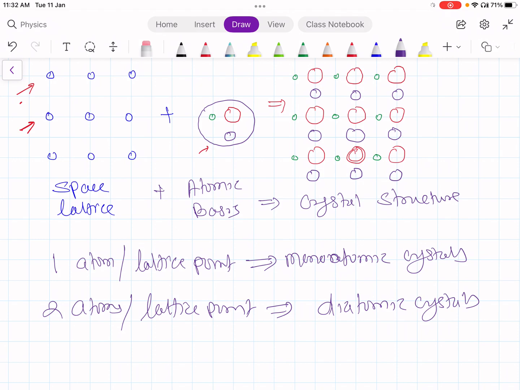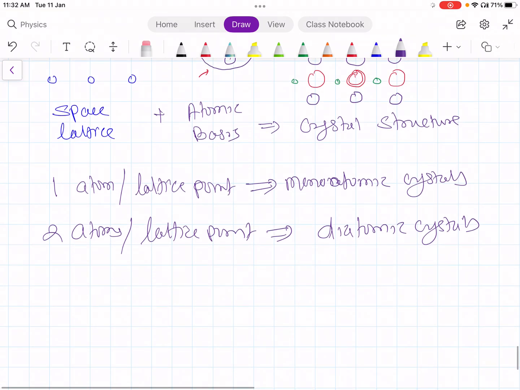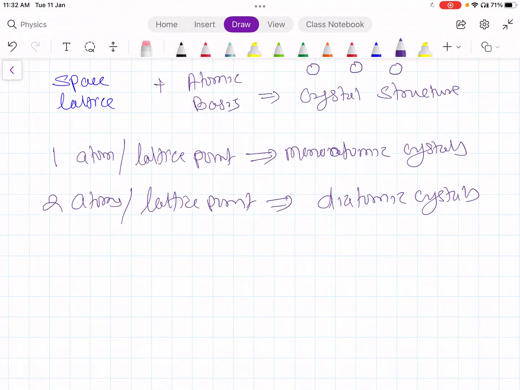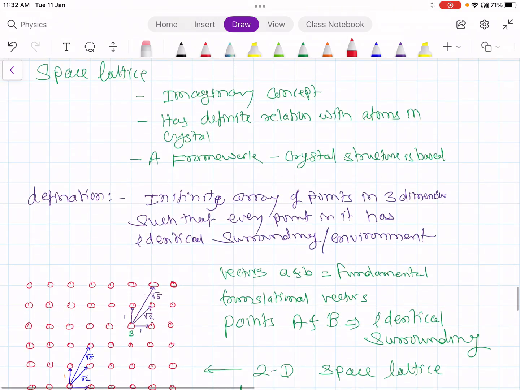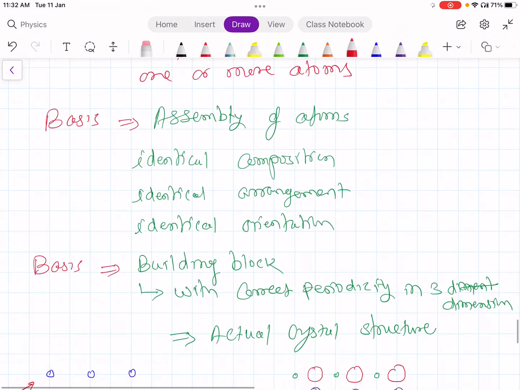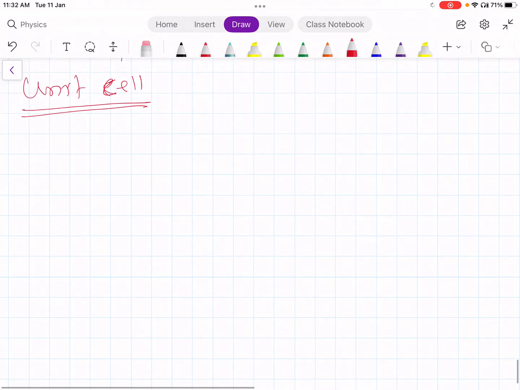Then let's go to another important concept, which is the unit cell. Unit cells are generally drawn in the space lattice. So first let me insert a diagram of the two-dimensional space lattice, which I have already shown over here. This is a two-dimensional space lattice, but here I will insert a ready-made diagram.